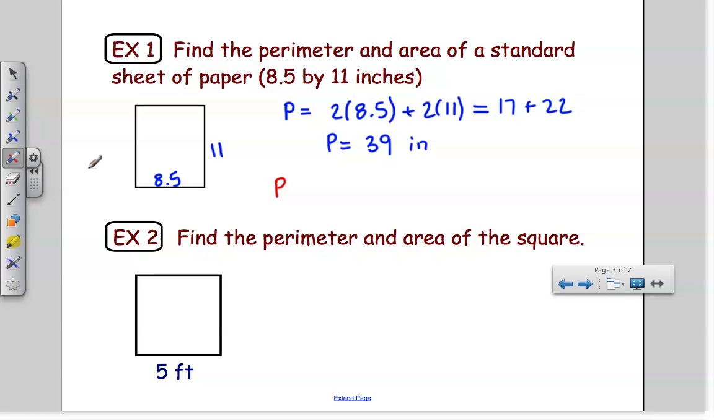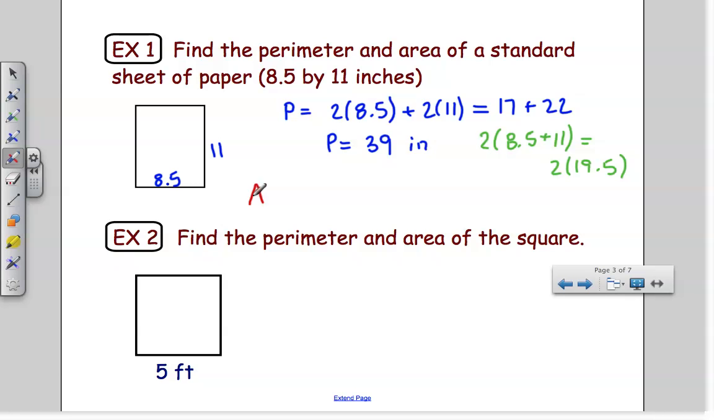Another way you might think of doing this is say, well, I'm going to do 2 times whatever 8.5 plus 11 is, because I can do these 2 dimensions and then multiply that by 2 because it happens again. And we would get the same answer here. If we did the 8.5 plus 11, we would now have 2 times 19.5, and we'd still get our 39 inches. So either way you want to think of that, you'll get perimeter.